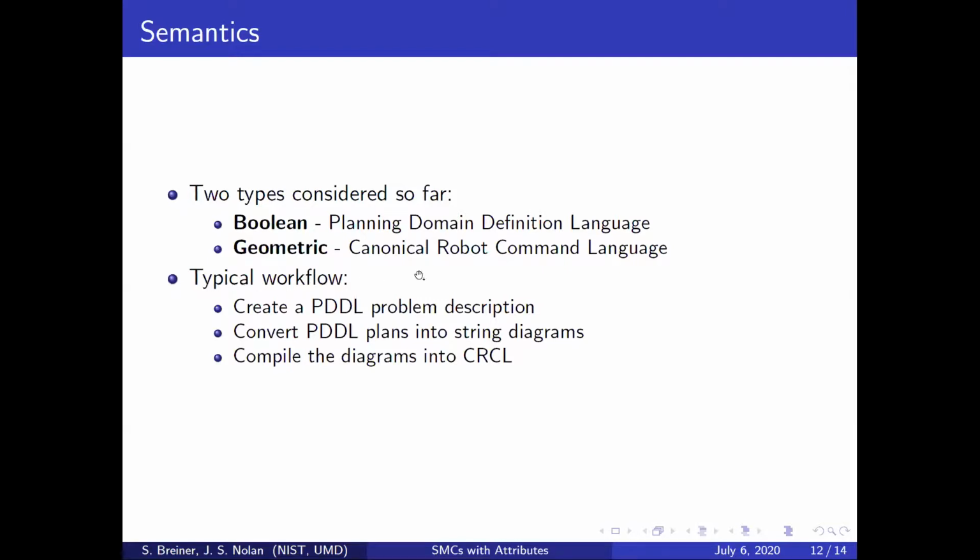We're still hoping to implement this in more practical cases, but we have an idea for how the general workflow of the connection between our syntax and these various semantics would go. You would start off by creating some sort of description of the problem you want to consider within PDDL, and then you could interconvert between that and the string diagram formalism, both of which are higher level approaches. And then you could, in some way, take a string diagram you have and end up compiling it down into CRCL and getting the low-level commands that tell the robot to do what you want it to do.